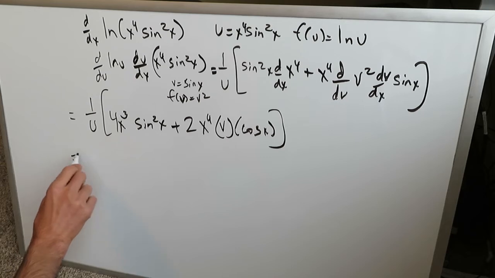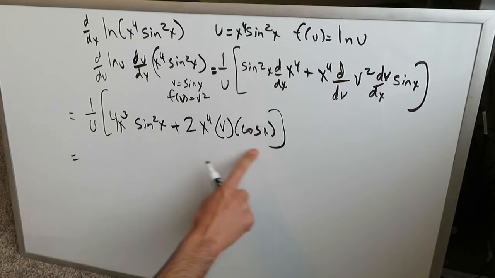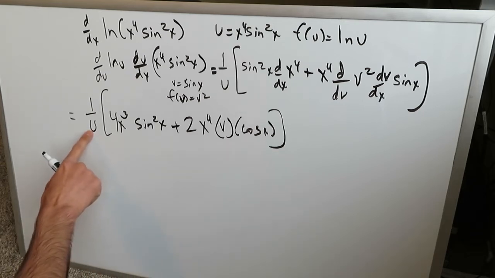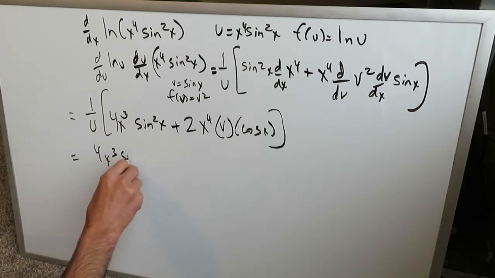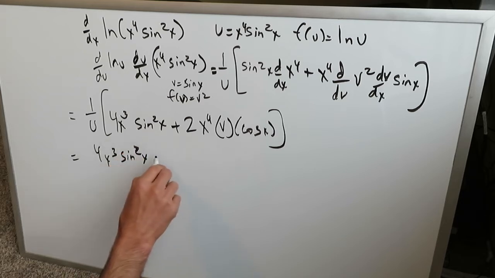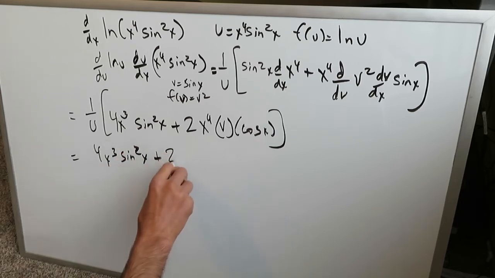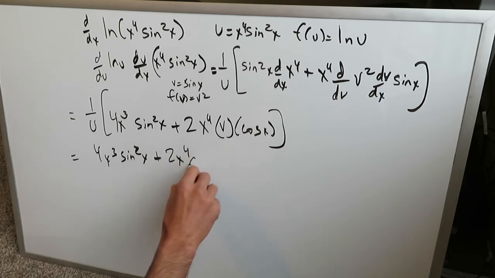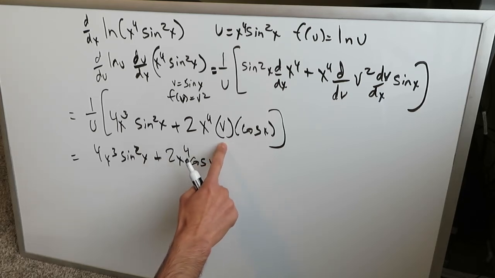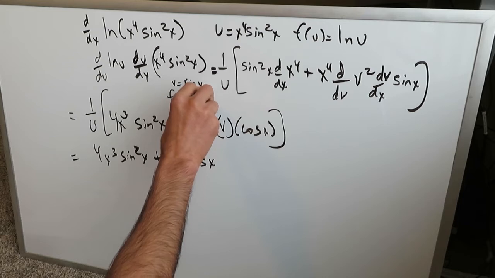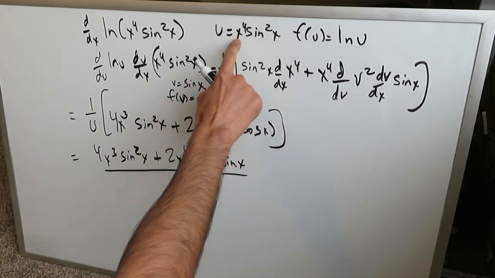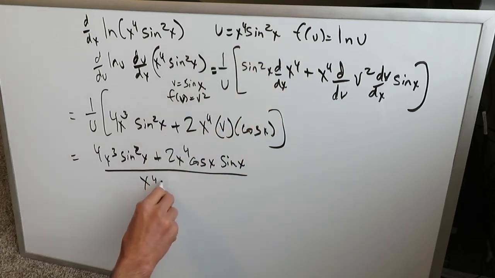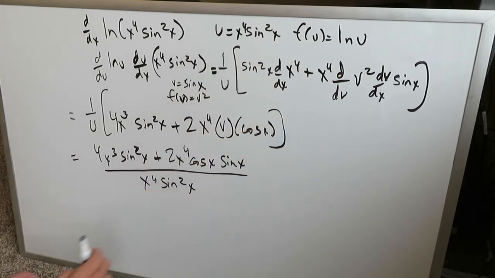Now let's rewrite everything here with the u underneath, because this over u is the denominator of all of this. So let's come over here, 4x cubed sine square x plus 2x to the fourth. Let's bring the cosine x first and put the v. What was v? V was right here, sine x. See, v was equal to sine x. All over u, x to the fourth sine square x.